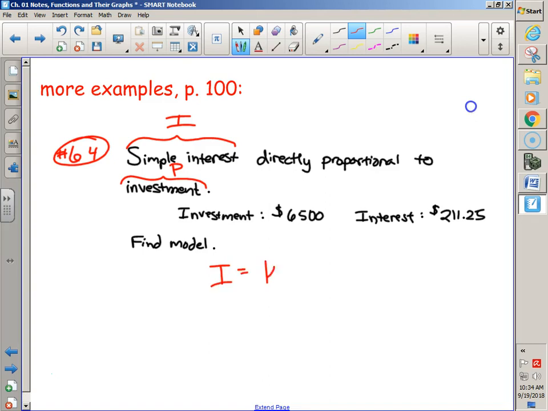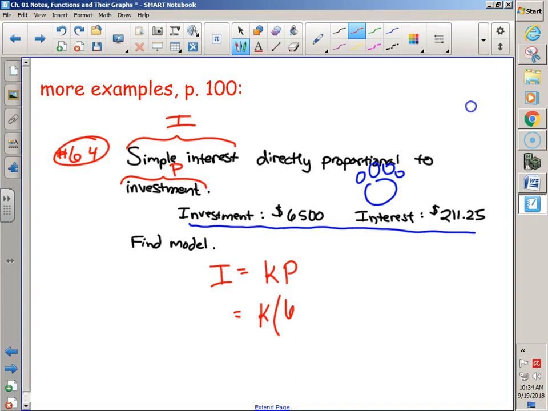So apply that. I'm not done yet though, because what do they give me right here? They gave me stuff to plug in. That's our clue. So investment, who's that? Wait, where does he go? Investment. Now I got confused. Who's who? Is that I or is that P? Good. The amount of money you put in, $6,500. Interest is $211.25. That looks like 24. I apologize. 211.